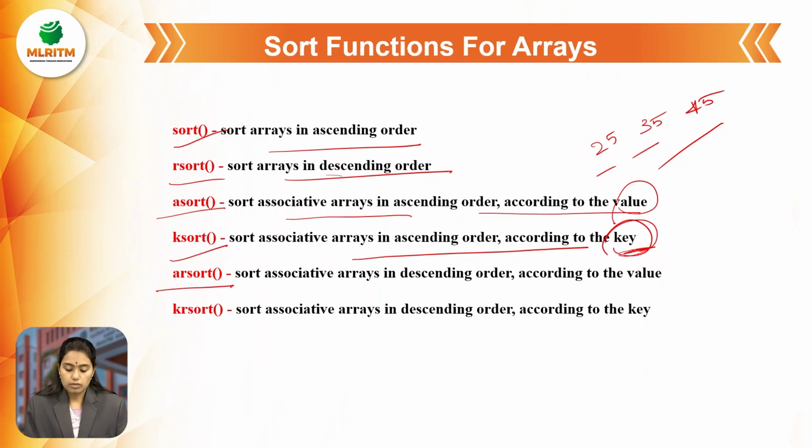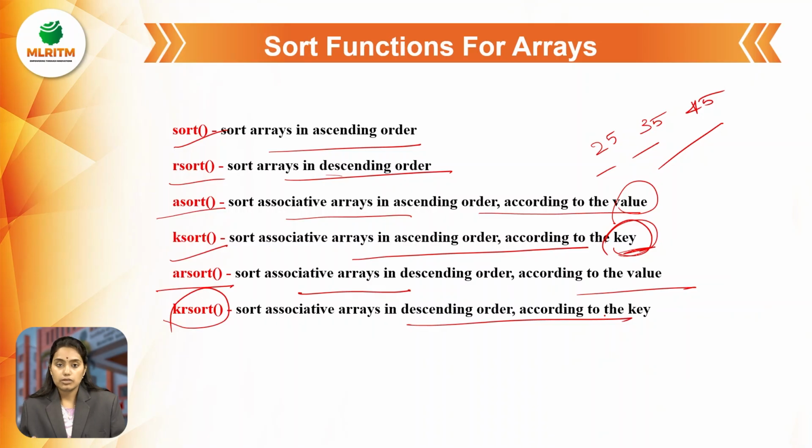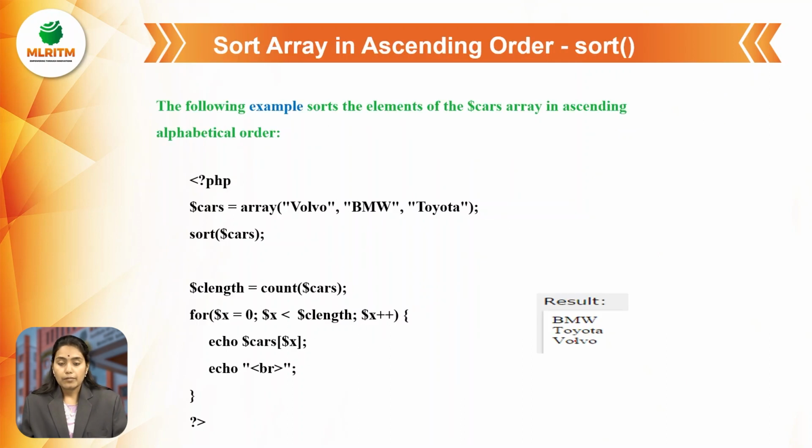Coming to arsort: sort an associative array in descending order according to the value. krsort is nothing but sorting in descending order using the key. These are the many functions in arrays. Coming to sort array in ascending order.